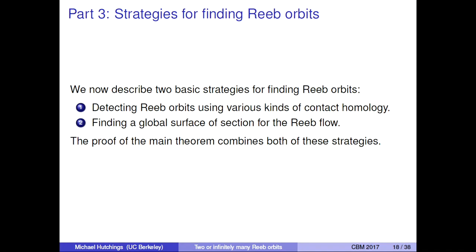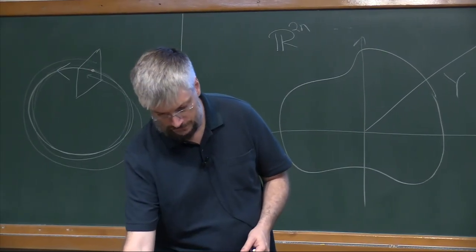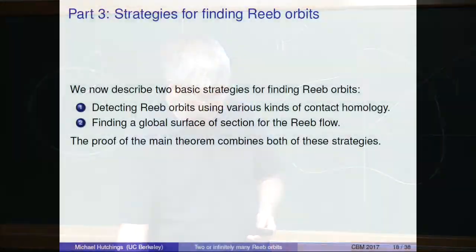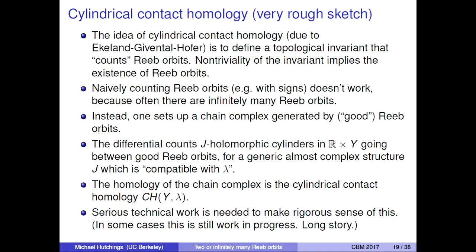So how on earth do you prove things like this? I want to tell you two basic strategies for trying to prove the existence of Reeb orbits. The proof of the main theorem actually combines both of them. The first strategy is using what's called contact homology. The idea is you think like a topologist and say, I'm just going to count the Reeb orbits. I'm going to define some count. I'm going to prove that this count is non-zero, and then it's a topological invariant, and then I'm done.